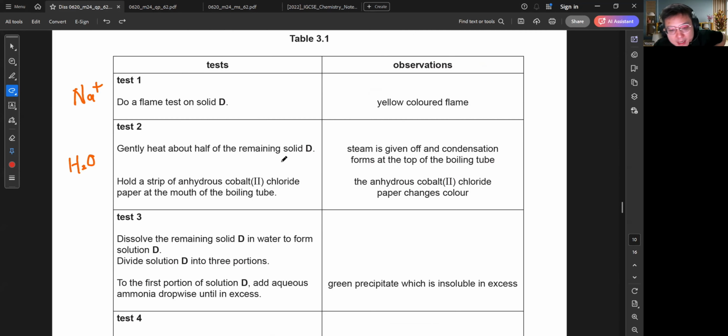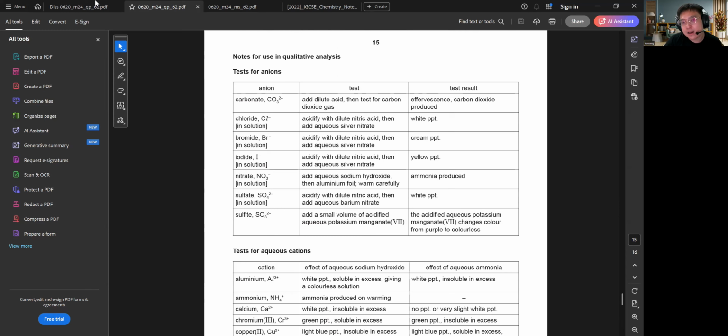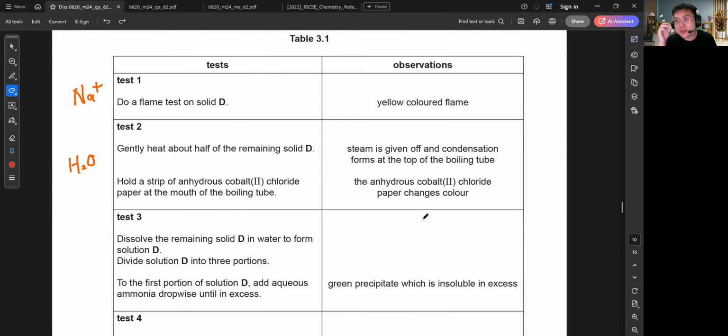Test 2, gently heat half of the remaining, hold a strip of anhydrous cobalt(II) chloride. So if you have read, this test is not here, okay? But you all have to look at the chapter where we learn about water. In that chapter, there's one test that tests water. How to test the presence of water or water vapor is by using this anhydrous cobalt(II) chloride.